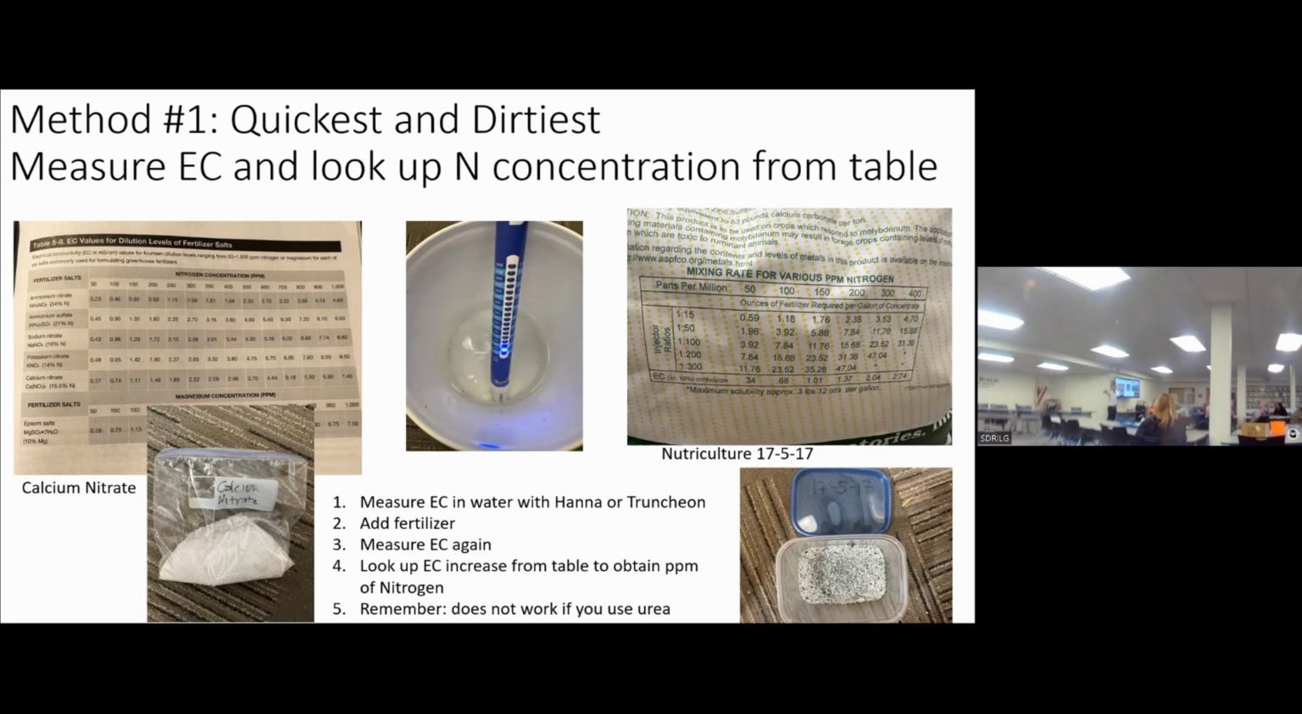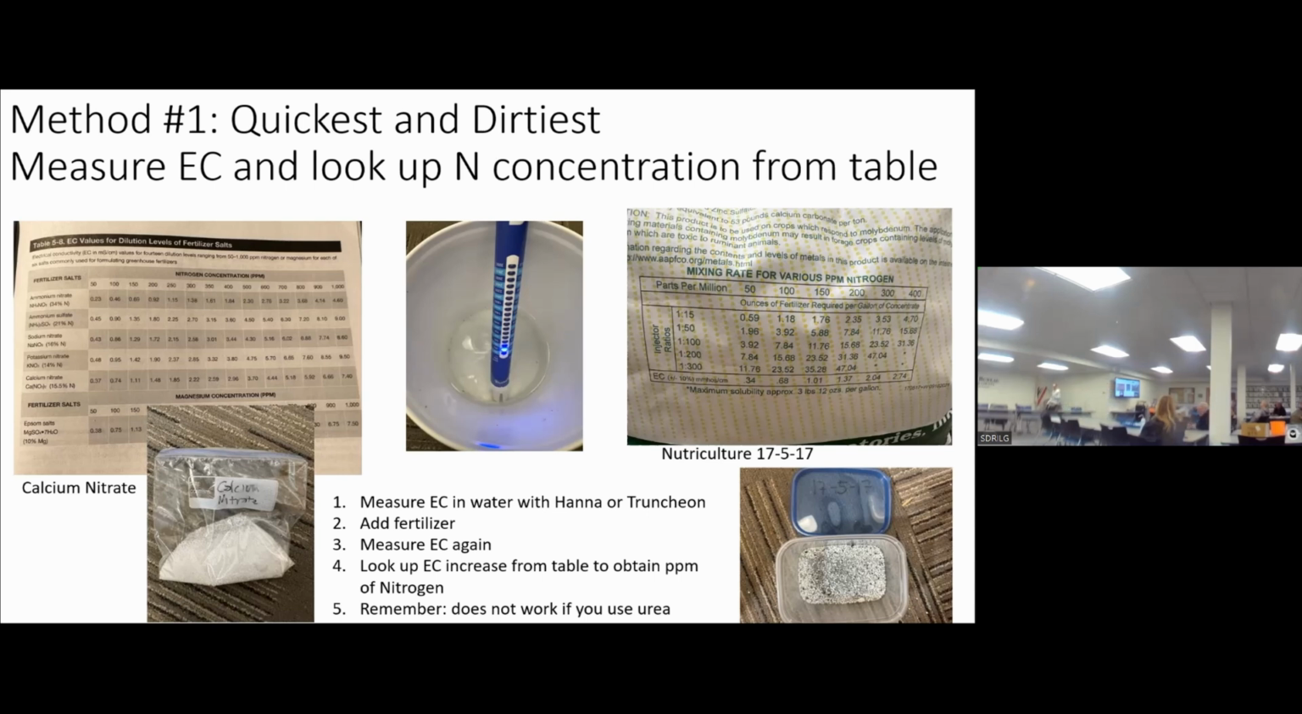So what you're gonna do, you're gonna go there, there's some water there. First you measure the EC, you write it down. Then you add some fertilizer, you shake it, you measure the EC again. And you look up on these tables how much concentration of nitrogen you have. Does it make sense? You know what you're doing? Okay, group one, go do it.